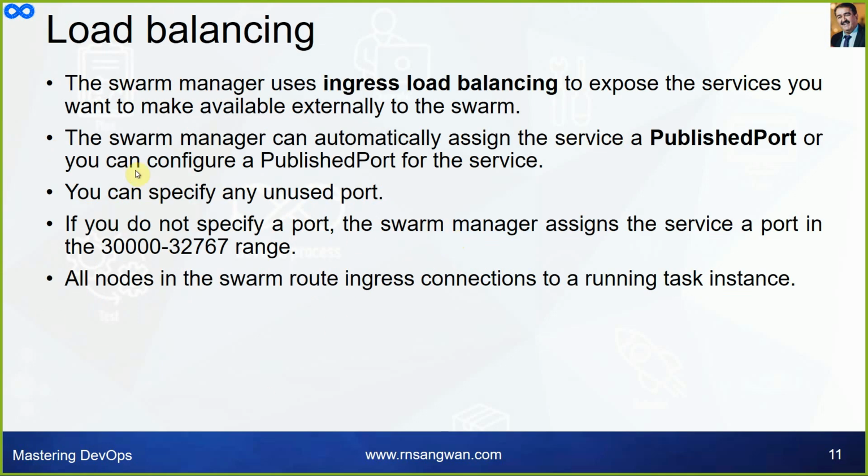Load balancing. The Swarm Manager uses ingress load balancing to expose the services you want to make available externally to the Swarm. The Swarm Manager can automatically assign the service a public or published port, or you can configure a published port for the service. You can specify any unused port for the service to be available. If you do not specify a port, then the Swarm Manager will assign the service a port from the range 30,000 to 32,767. All nodes in the Swarm route ingress connections to a running task instance.